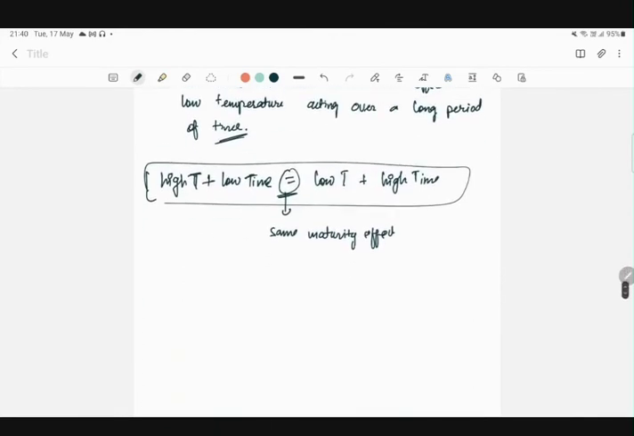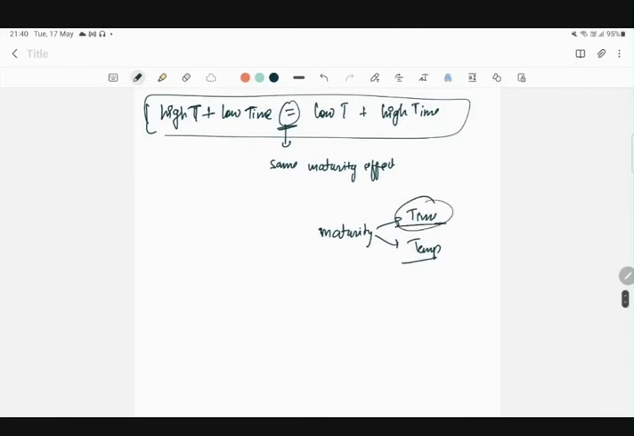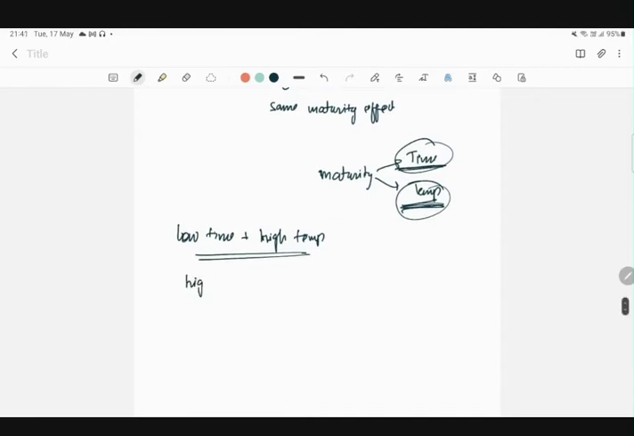Okay. Maturity depends on what? Maturity depends on time and temperature. So either you keep the time large or you keep the temperature large. If you keep time low, then you must keep high temperature so that the oil can mature. Otherwise, if you have high temperature, then the oil can mature in low time also. You can interchangeably say that.